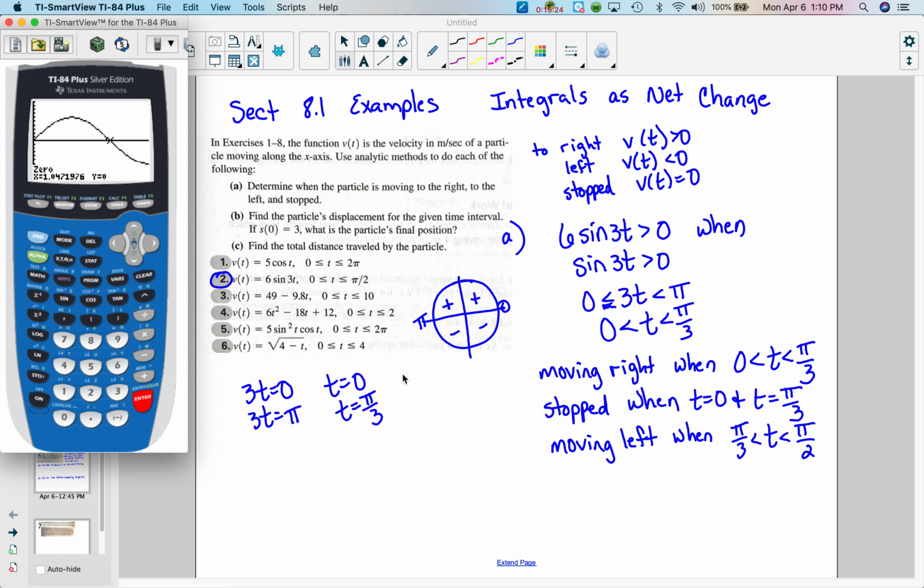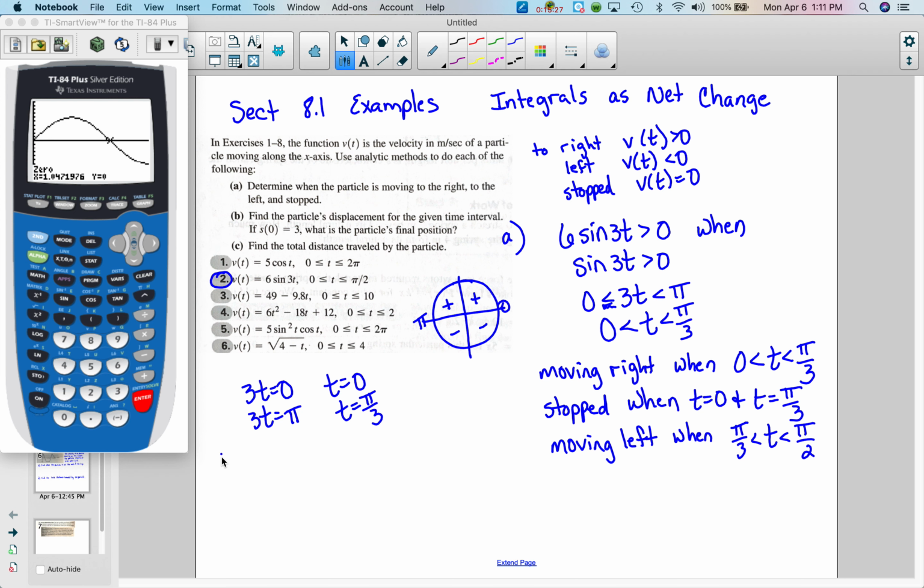Okay, so for part B, I'm going to talk about how you would do this using a calculator. I know it's shaded. Find the particle's displacement for the given time interval. And then if the initial position is 3, what is the particle's final position? So to find displacement, remember, we do the integral. We don't do absolute values. So we're going to do the integral from 0 to pi over 2 of 6 sine 3t dt.